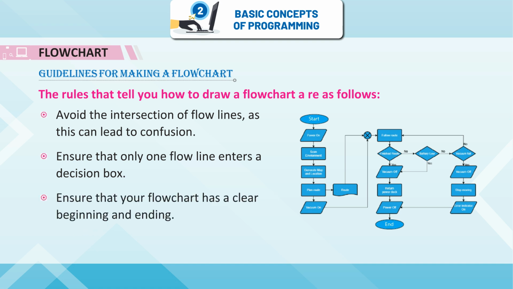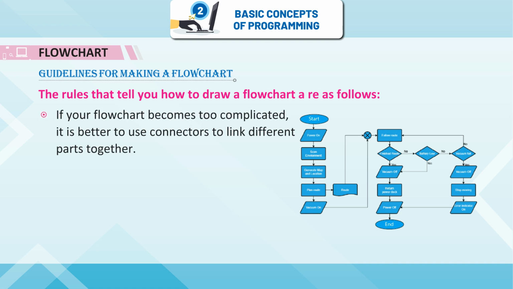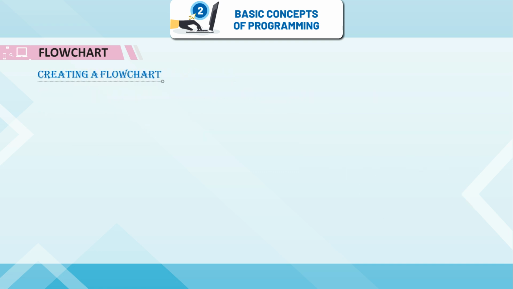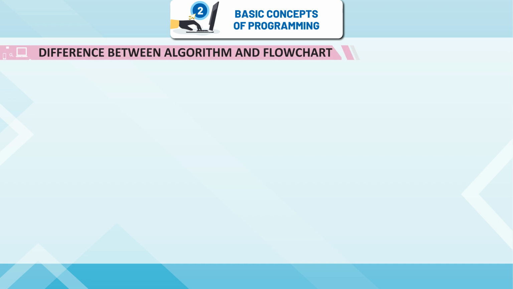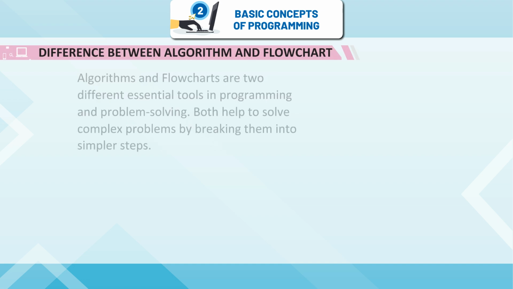Ensure that your flowchart has a clear beginning and ending. If your flowchart becomes too complicated, it is better to use connectors to link different parts together. Creating a flowchart. Let us see how to create a flowchart. Calculate the sum of two numbers. Start. Take two numbers A and B. Add two numbers A and B. Display the result. Stop.